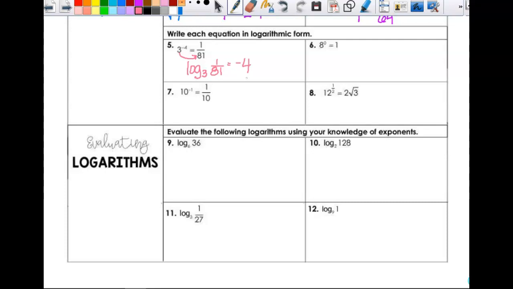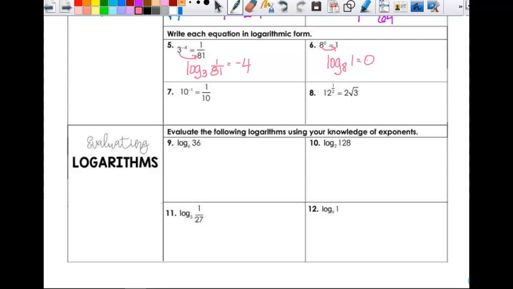Number 6, well, we know anything to the 0 power is 1, right? But the base is 8, so this would be log base 8, go around here, of 1 equals 0. So the log of any base of 1 is always 0, because when you rewrite it, that's basically what's going to have to happen there. Okay, we good? All right.